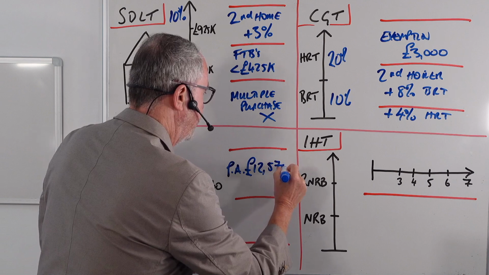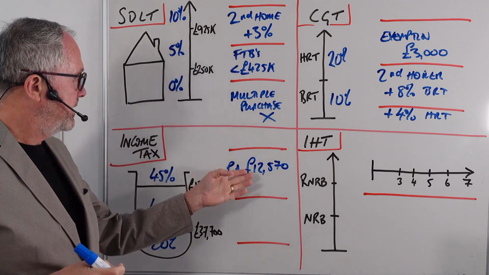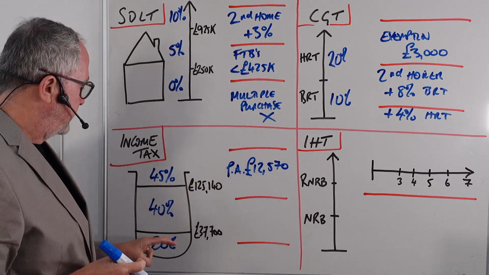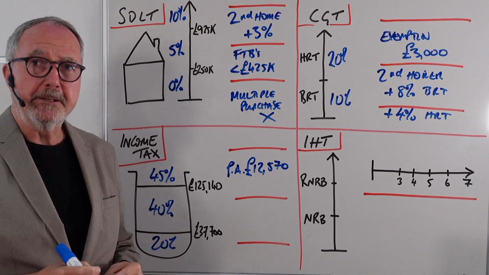Now the personal allowance, the PA there, is still £12,570, same as before. So the idea is you can earn that amount of money without paying tax, and then the next amount of your money gets charged at 20%.